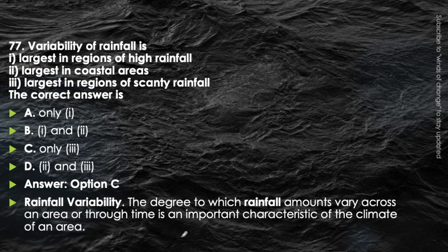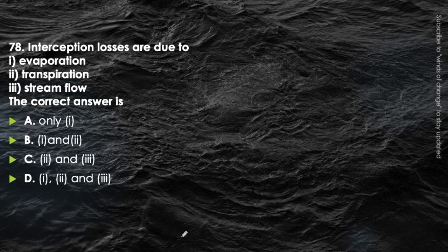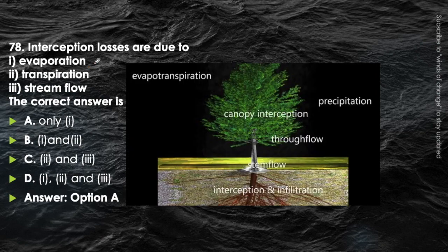Okay. Next question. Interception losses are due to evaporation, transpiration, stream flow. The correct answer is only first and second, second and third, or all of these. Think about it. Interception losses are those water which are stuck at the trees or the leaves of the plants. So obviously that cannot be a loss of stream flow, which is incorrect. There will not be loss of transpiration. It will only be the loss of evaporation. So the correct answer here will be option A, that is only one: evaporation losses will be the interception losses.